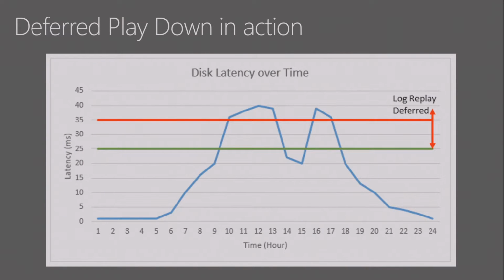So what parameters does it look for to defer playdown? The idea here is, and this is a graph of latency over time, if we needed to start replaying those transaction logs, if we saw that disk latency went over 35 milliseconds, we will defer the playdown. We'll stop replaying those logs because we don't want to adversely impact the other users on those spindles.